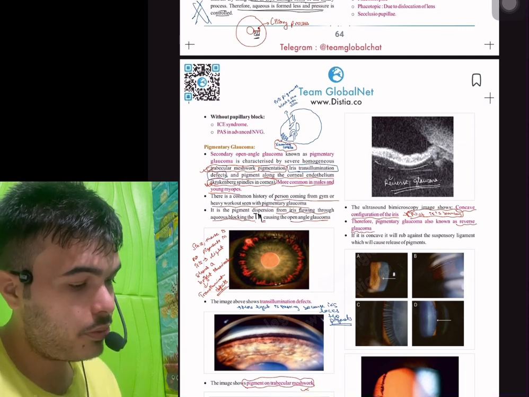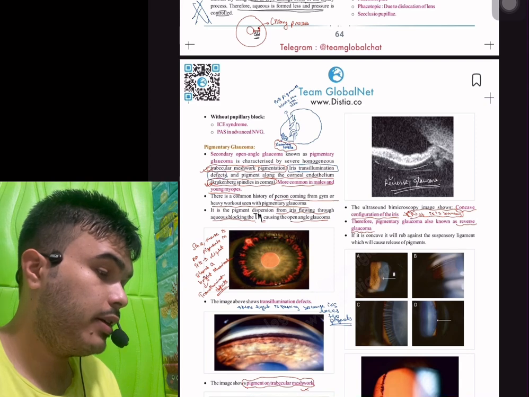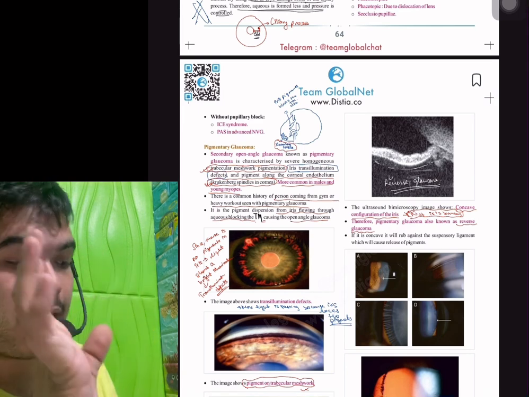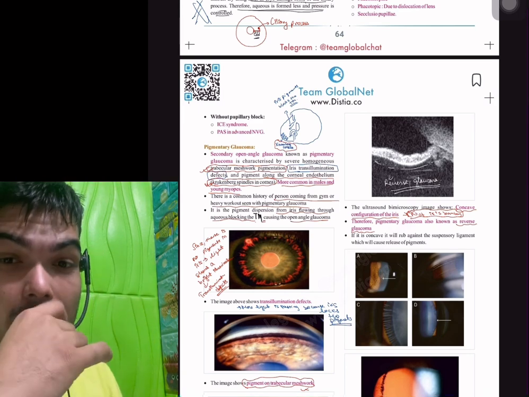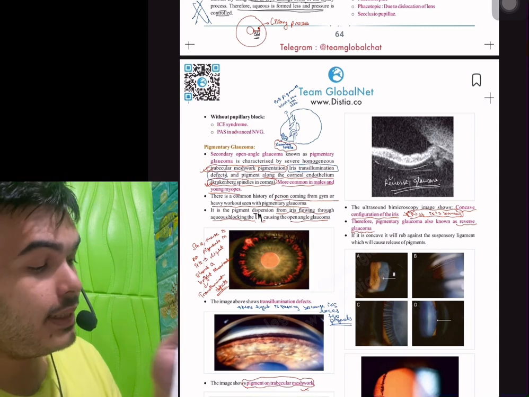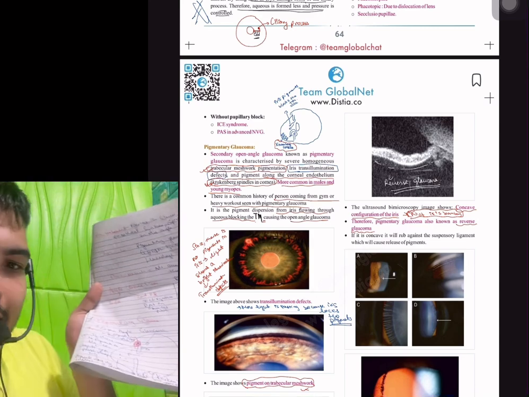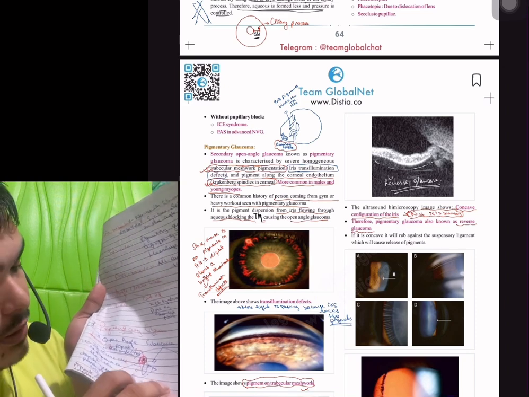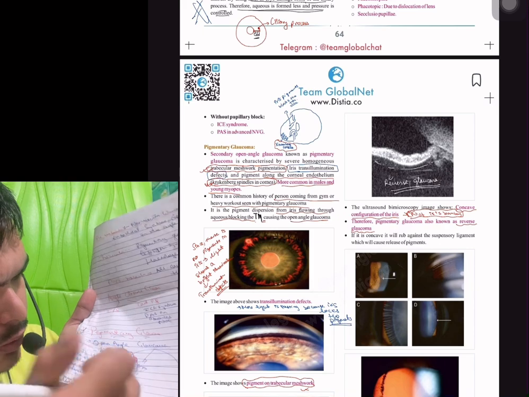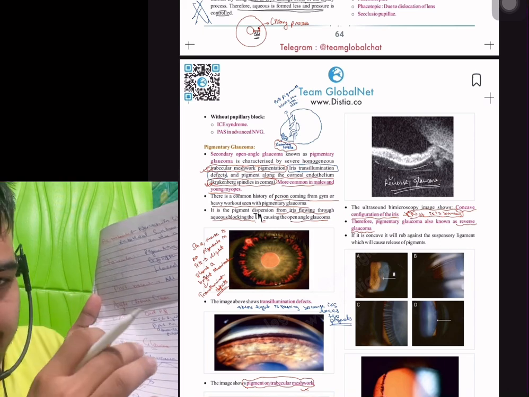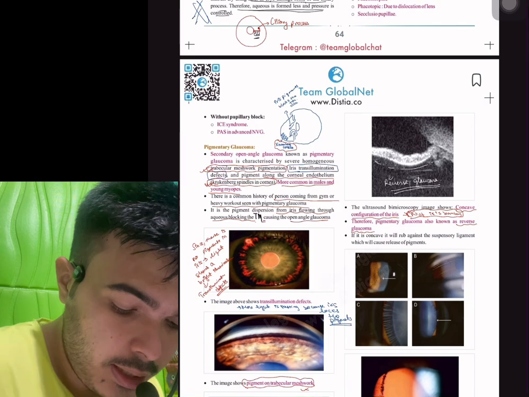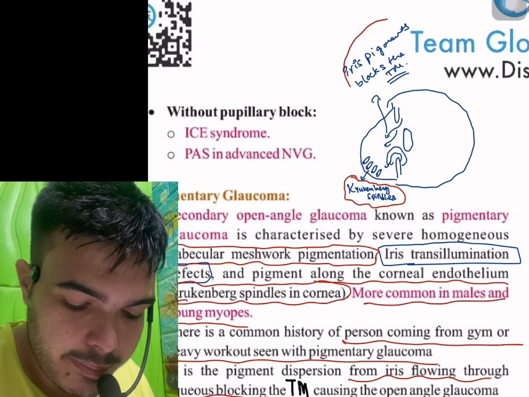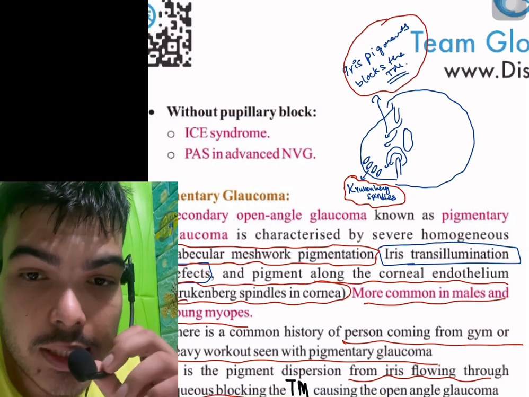History of pigmentary glaucoma: a young adult goes to the gym, and after coming out from the gym he has certain eye pain. That happens because the iris is moving so much that pigments are dispersed from the iris. The pigments come to the area of the cornea, go to the angle, and then occlude the trabecular meshwork. This iris pigment is termed Krukenberg spindles.